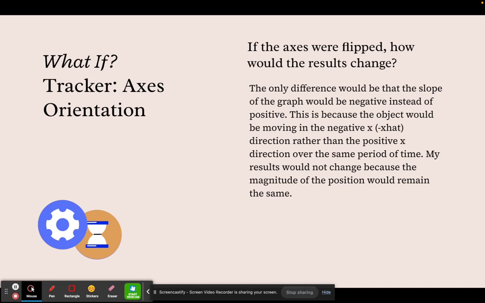If the axes were flipped, my results would not change. The only difference would be that the slope of the graph would be negative instead of positive. This is because the object would be moving in the negative x direction rather than the positive x direction over the same period of time, so the magnitude of the position would remain the same.